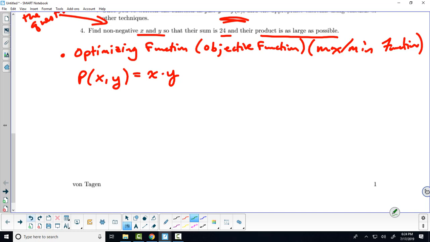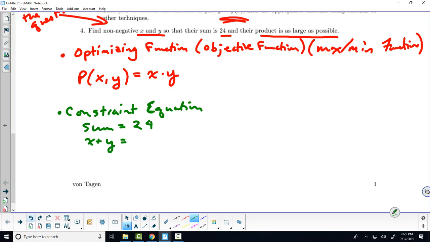I can't do calculus on this function right here. Why not? It's got too many variables. Okay? So we come up with the constraint equation. Okay? If you are dead stuck on the constraint equation, just write out a word equation. What are we constrained by in this problem? The sum must be 24. How do you find the sum of two numbers? You add them together. So this would be x plus y must equal 24.